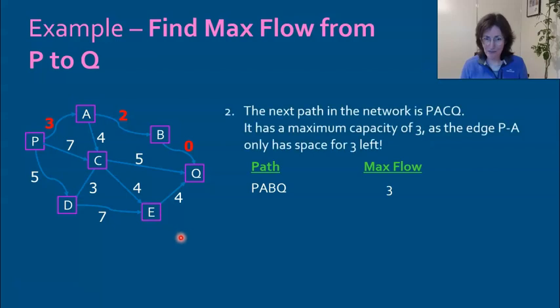Next path. PACQ. Looking at the numbers along there, the smallest one is 3. So that is its maximum capacity. Write down that path, PACQ. What's its maximum flow? 3.